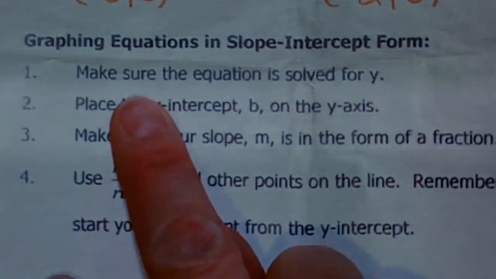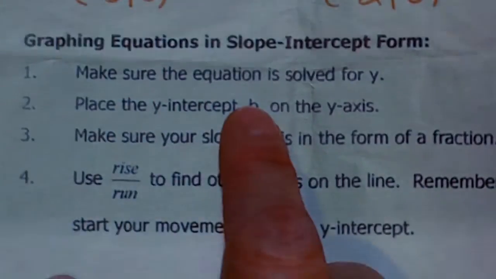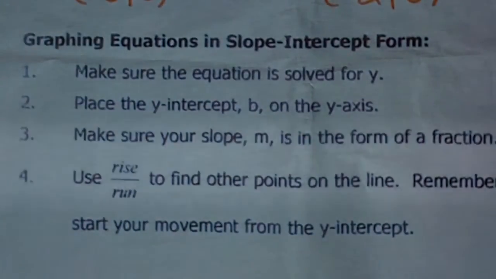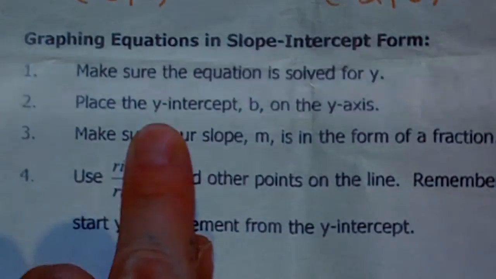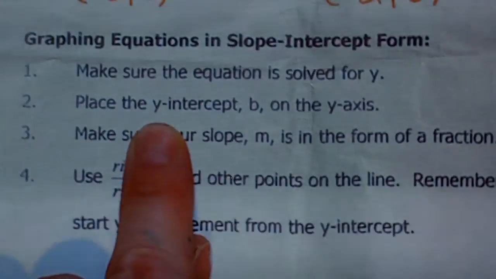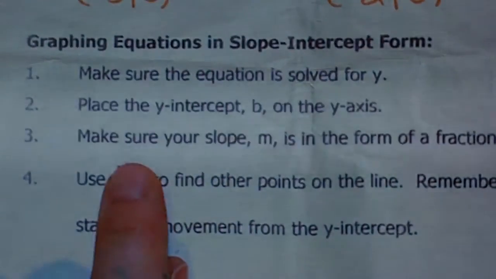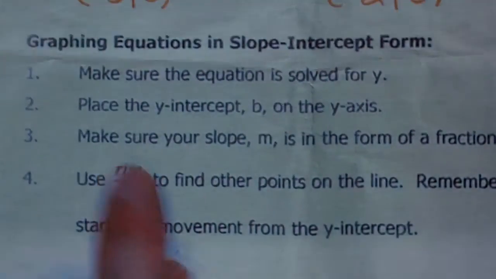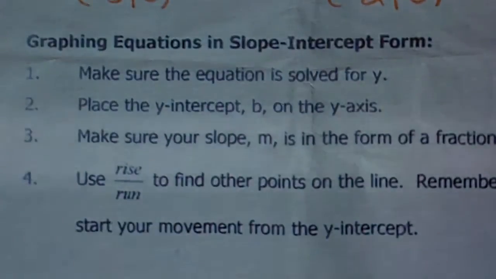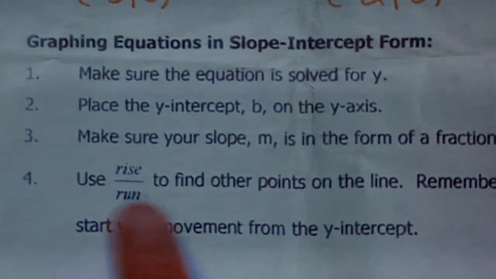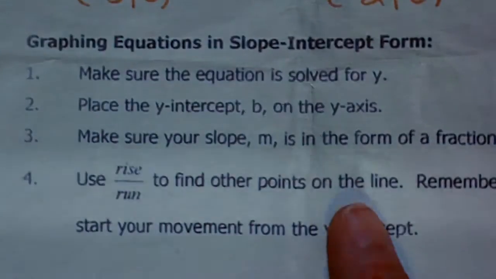First off, if you're going to graph an equation in slope-intercept form, you need to make sure the equation is solved for y. You have isolated the y. It is in y equals mx plus b form. Then, place the y-intercept, or the b, on the y-axis. Then, make sure your slope is in the form of a fraction, and you're going to count the rise over run to find another couple of points on the line.